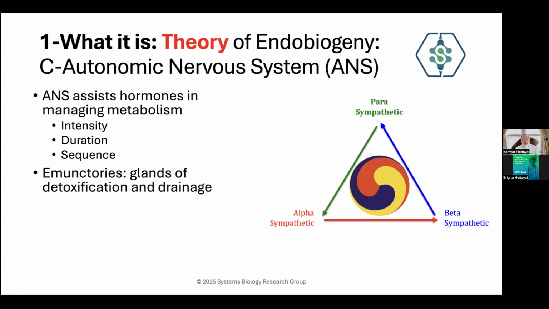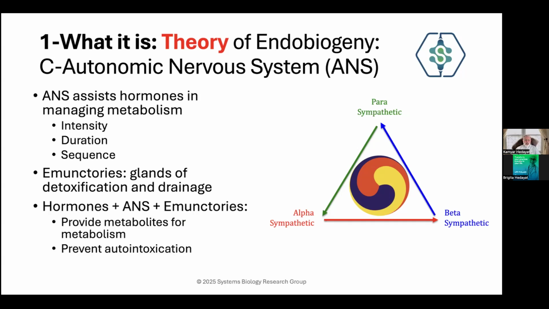In addition to the role of the autonomic nervous system, the third critical concept I'd like to introduce you today, that is the foundation of the theory of endobiogeny, are the role of emunctories. Emunctories are the glands of detoxification and drainage. And together, the three elements, hormones, the autonomic nervous system, and the emunctories, will provide the metabolites for metabolism, and they'll allow for detoxification and drainage to prevent autointoxication.